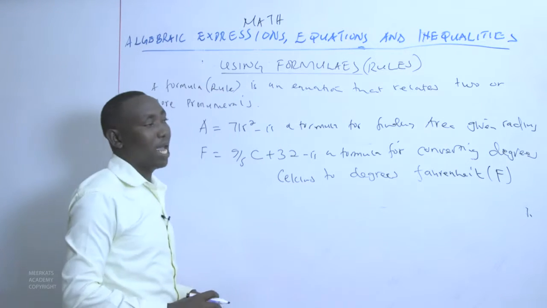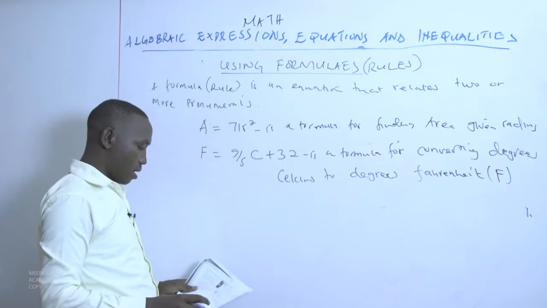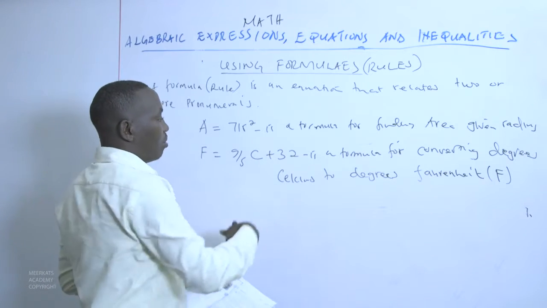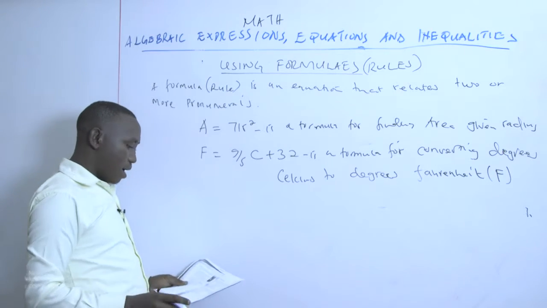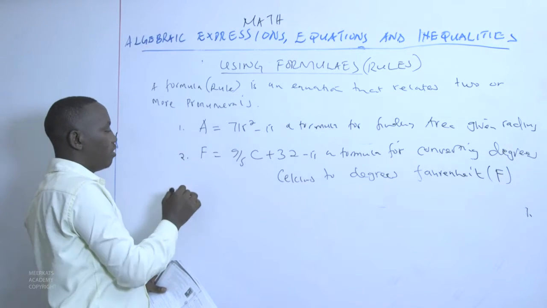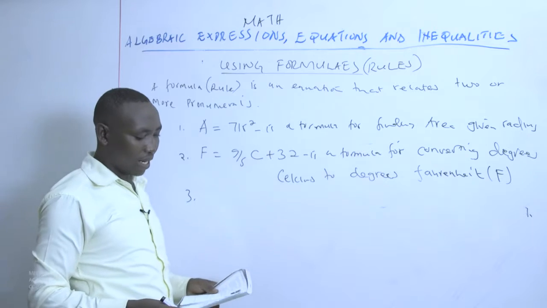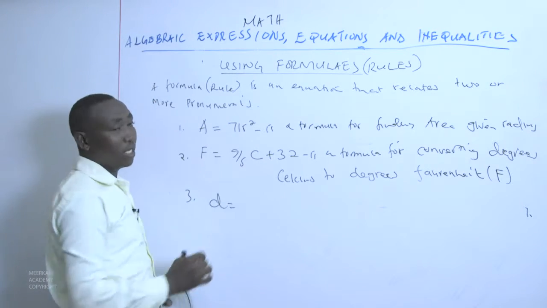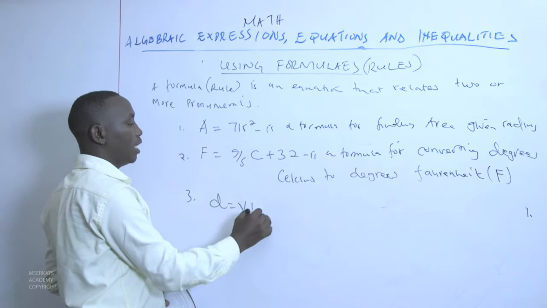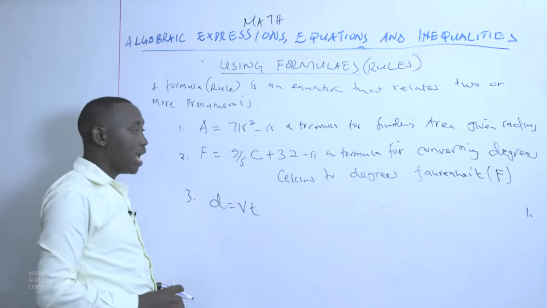Which is normally denoted by letter F. And this one you can be able to solve when you are given C. Another example of a formula is that one for finding distance traveled. We normally say that distance traveled is equivalent to the velocity multiplied by the time.